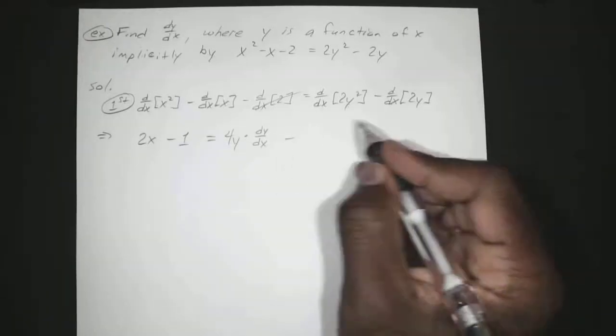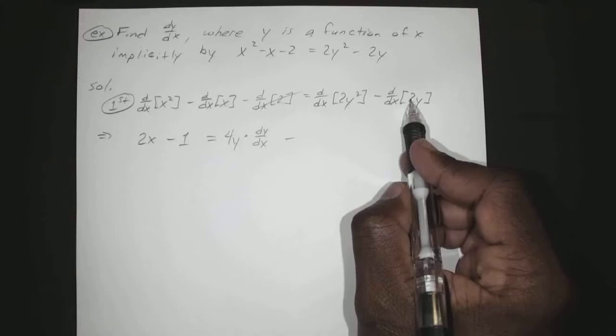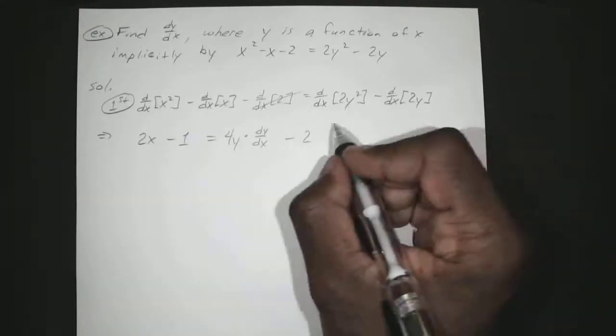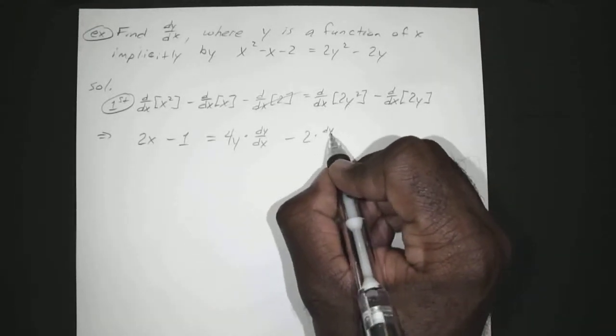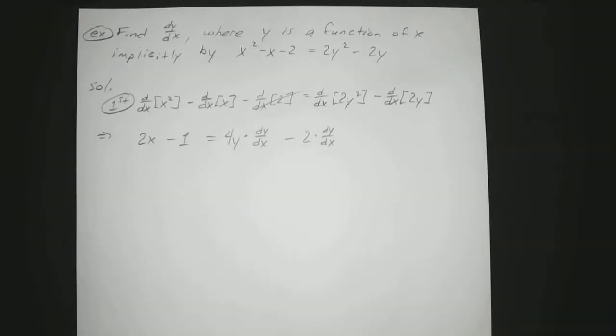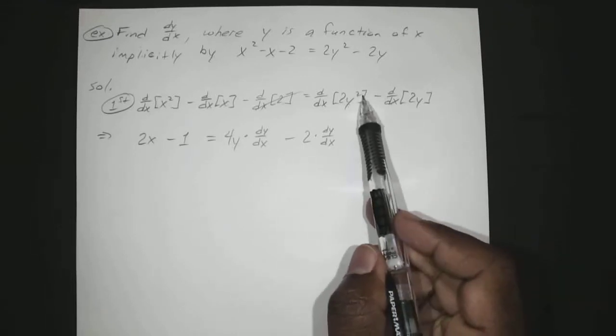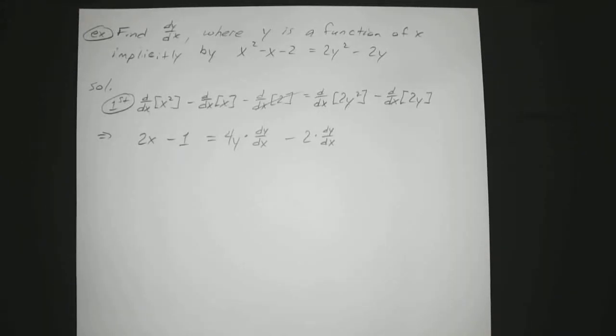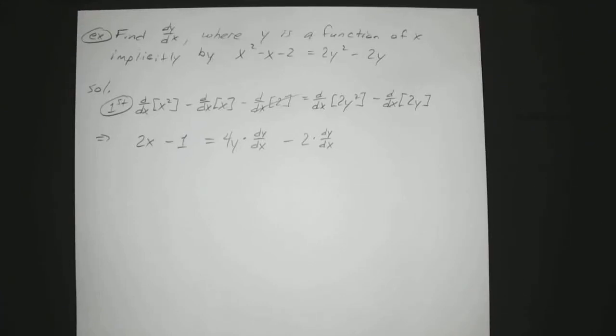Minus the derivative of 2y, that's just going to be 2 times dy/dx. So if you notice, everywhere you had a y term, that's where the dy/dx pops up. So you're just going to use the power rule for it and put dy/dx right next to it.